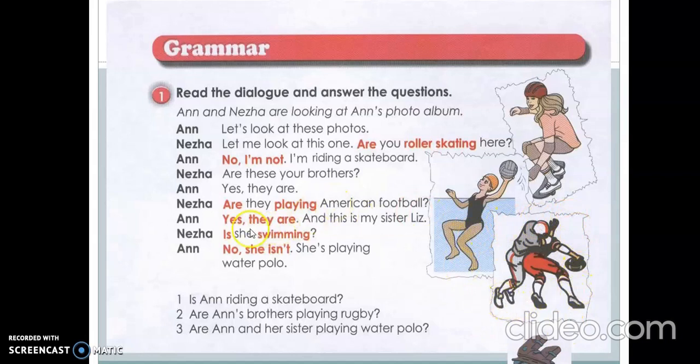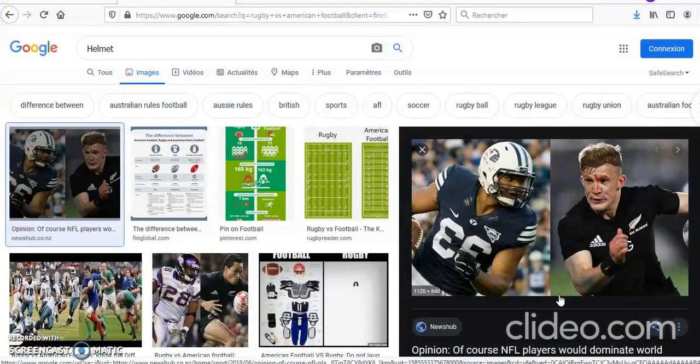It's not rugby. Rugby is different. What's the difference between the two? For example, we have 2 players. This one is playing American football, but this one is not. This one is playing rugby. The difference between the two is in the outfit.